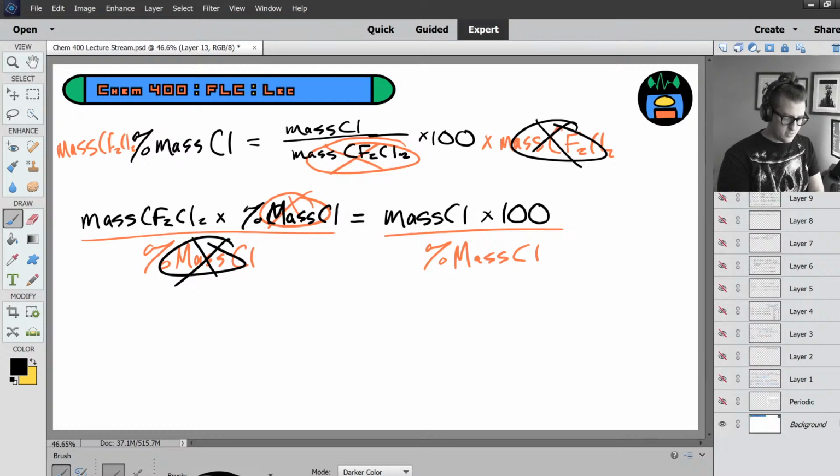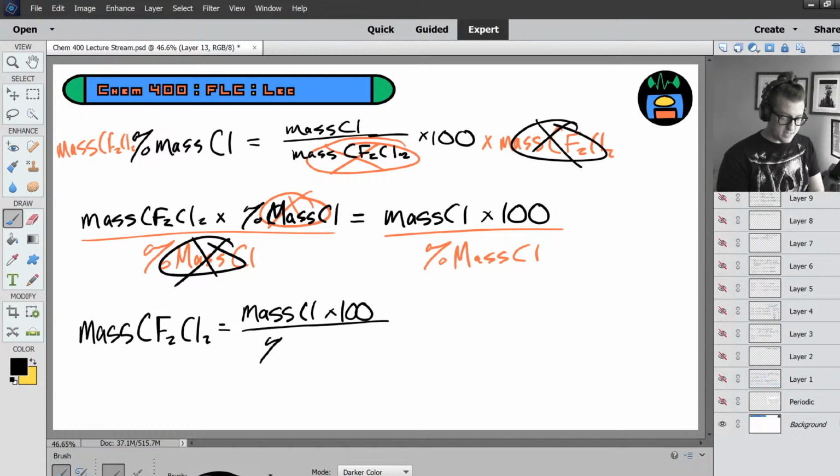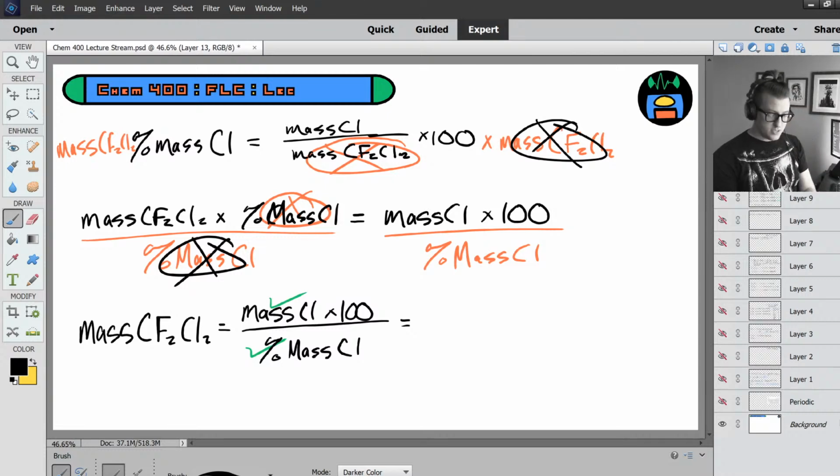So we get a new expression that'll allow us to solve for the mass of CF2Cl2. It's equal to the mass of chlorine times 100 divided by the percent mass of chlorine. And we know what both of these are because we were given them in our original problem. So we can plug in our numbers and calculate our mass of CF2Cl2. So our mass of chlorine is 5.21 grams of chlorine.